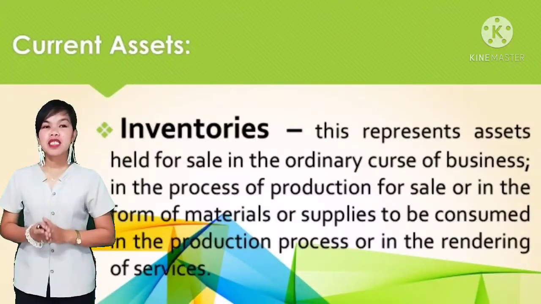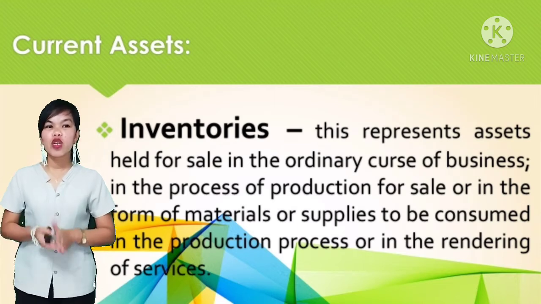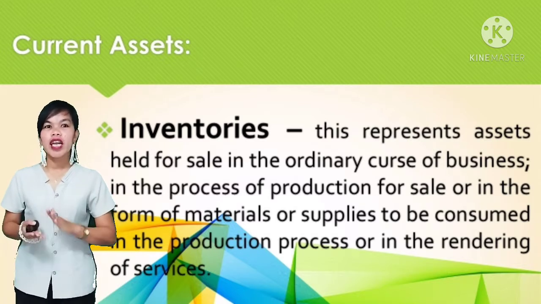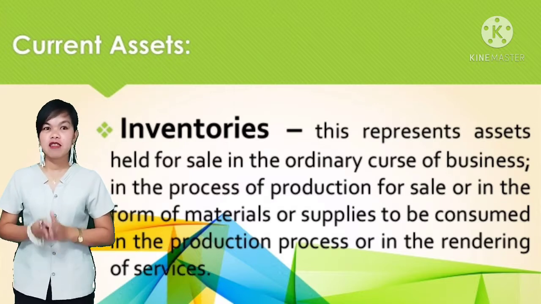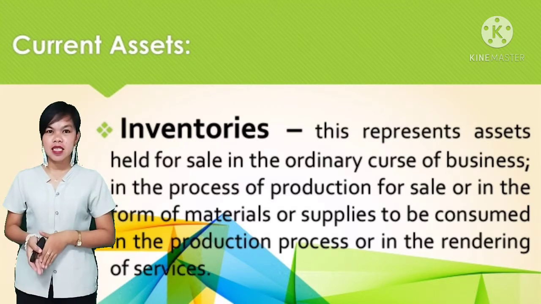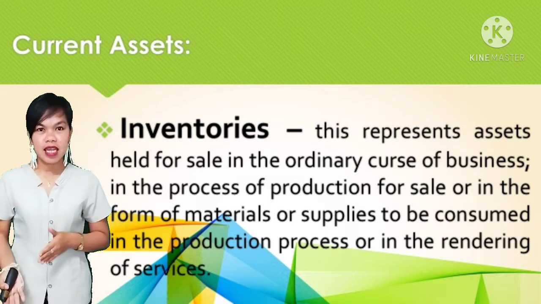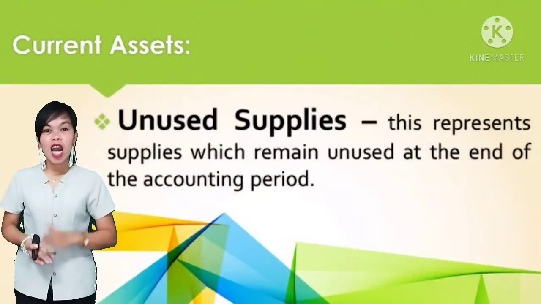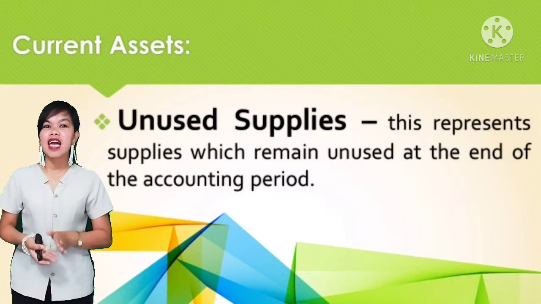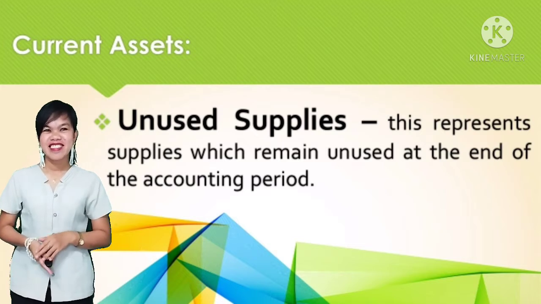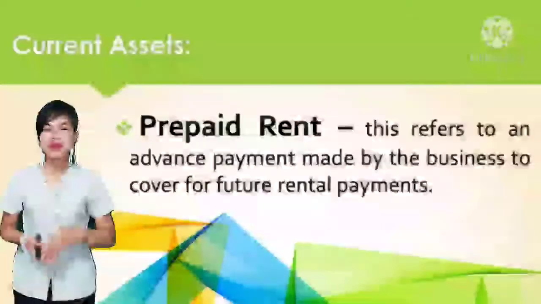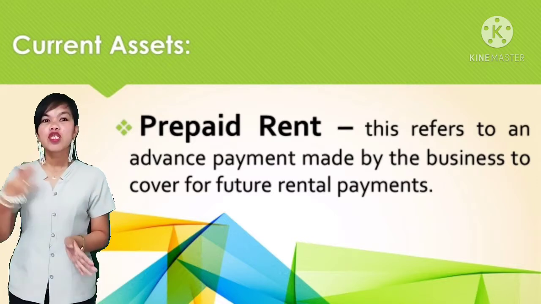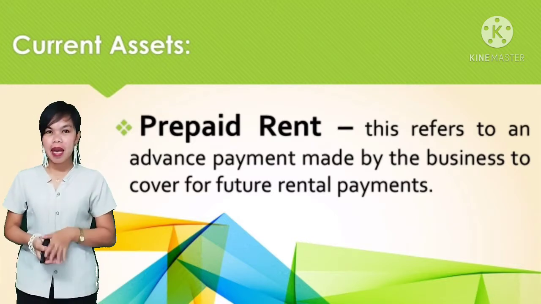Inventories. This represents assets held for sale in the ordinary course of business, in the process of production for sale, or in the form of materials or supplies to be consumed in the production process or in the rendering of services. Unused supplies. This represents supplies which remain unused at the end of the accounting period. Prepaid rent. This refers to an advance payment made by the business to cover for future rental payments.